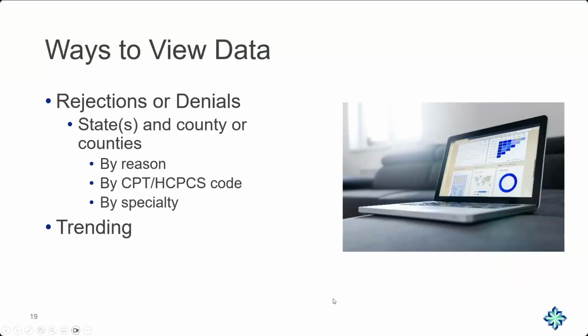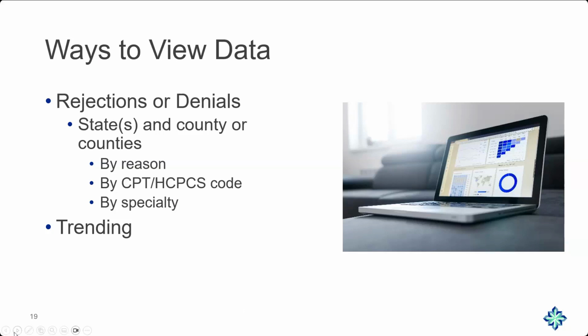Now, there are different ways to view the data that's available in that dashboard, and we can, in an instant, simply by clicking enter, view rejections or denials. We can drill down by state and even county. We can look at reasons. We can look at the data by a particular CPT or HCPCS code. We can look at a specialty code if we'd like to, or include all specialties. And of course, as I mentioned, we can look at trending. I just find it incredible that this tool our data folks created for us is so simple to use, and just a click of the button allows us to drill down.